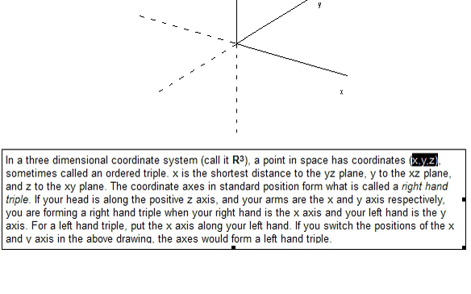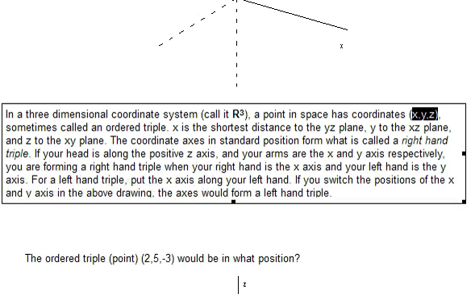So, for a left-hand triple, put the x-axis along your left hand. If you switch the positions of the x and y-axes, that would also make this a left-hand triple.